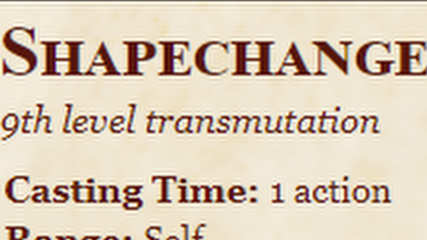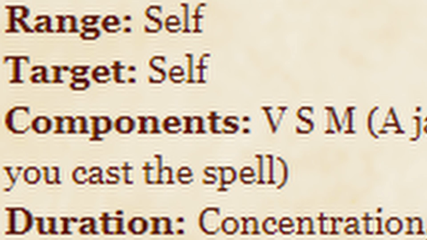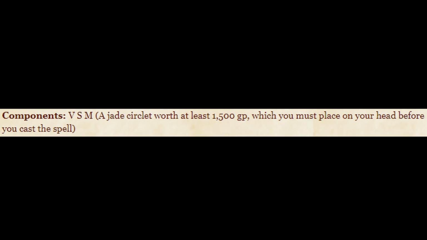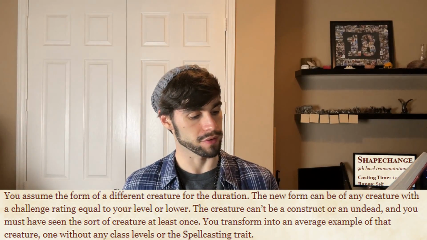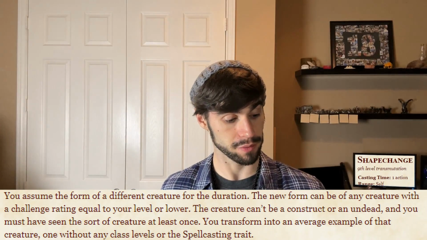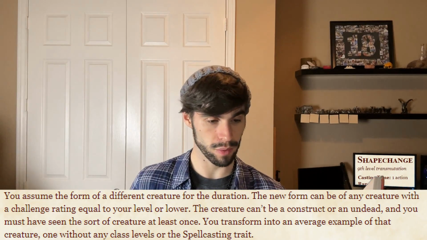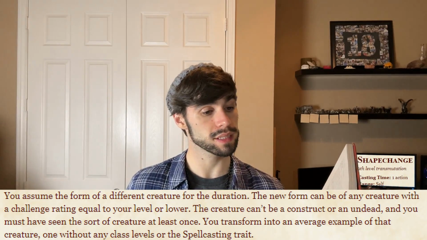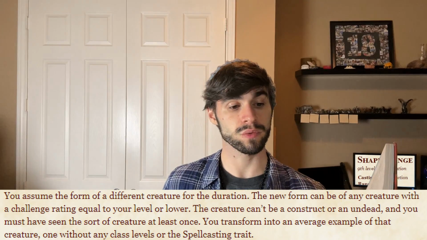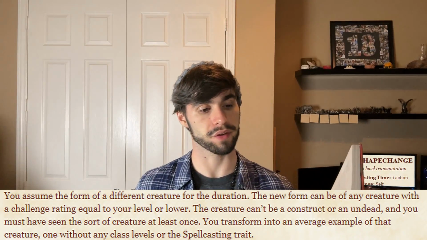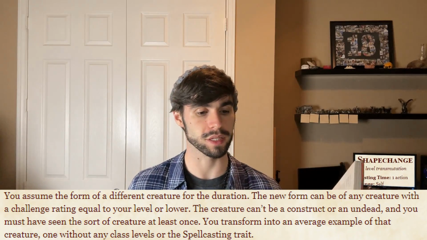9th level transmutation, casting time of 1 action, range of self, components verbal, somatic, material, a jade circlet worth at least 1,500 gold pieces, which you must place on your head before you cast the spell. Duration, concentration, up to 1 hour. You assume the form of a different creature for the duration. The new form can be of any creature with a challenge rating equal to your level or lower. The creature can't be a construct or an undead, and you must have seen the sort of creature at least once. You transform into an average example of that creature, one without any class levels or the spellcasting trait.